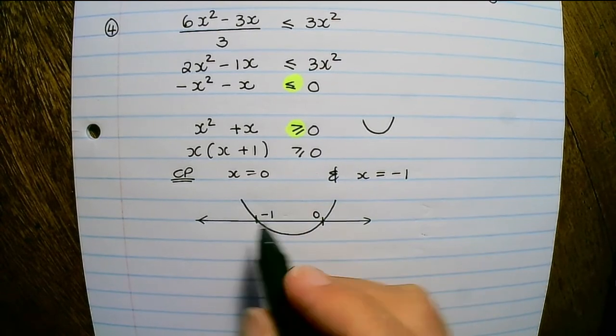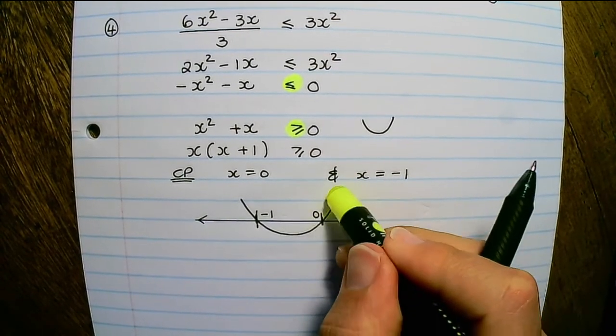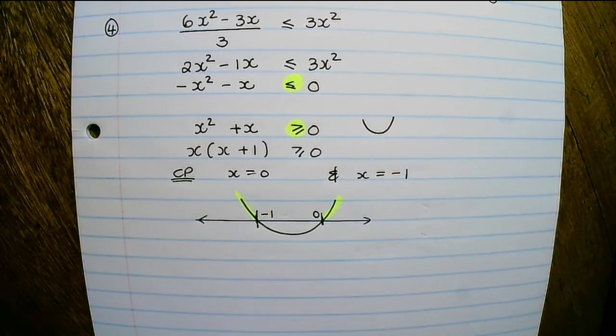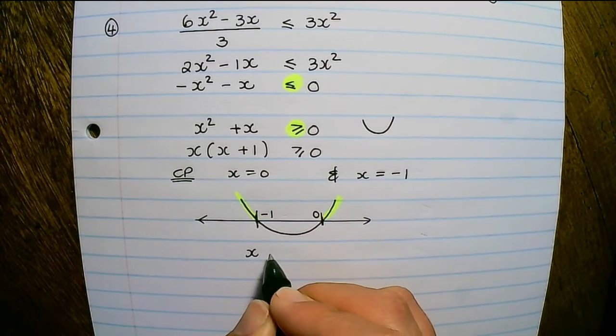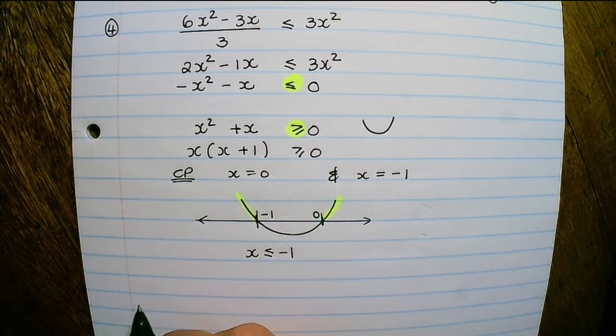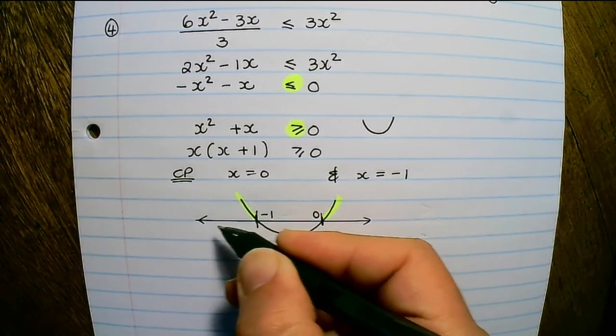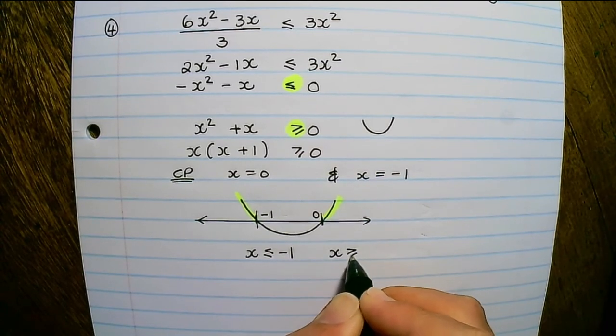And as explained before, we can see that the positive values are above the number line, which acts as our x-axis. So for this inequality to be true, x needs to be smaller or equal to -1, meaning towards the left of -1, or x needs to be bigger or equal to 0.